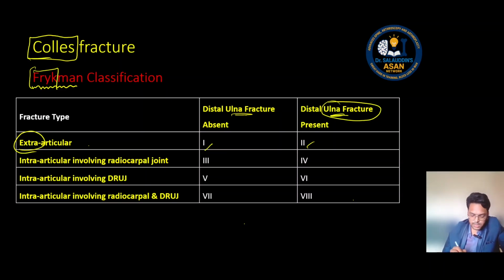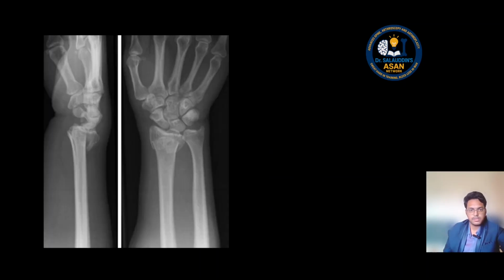If the Colles fracture is involving the intra-articular area at the radiocarpal joint, one fracture line going to the radiocarpal joint, it is type 3 without ulna. With ulna, type 4. Then intra-articular fracture involving the DRUJ. I will show you the images, you will understand better. It is type 5, with ulna is type 6. Intra-articular fracture with radiocarpal and DRUJ both, it is type 7. Without ulna, with ulna is type 8. I will show you the images, then you will understand better.